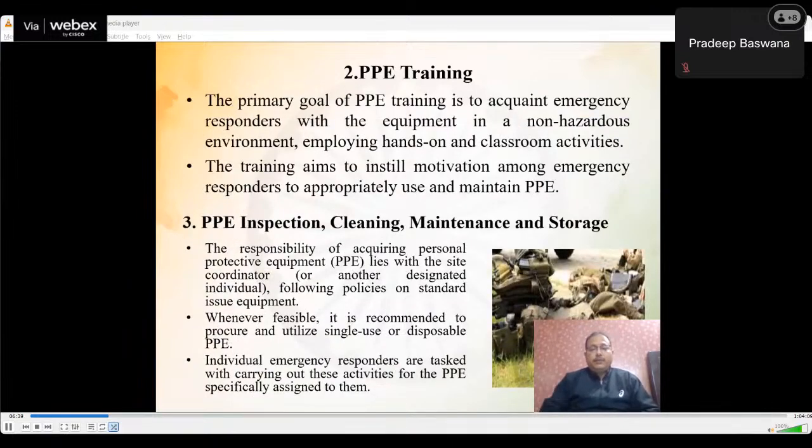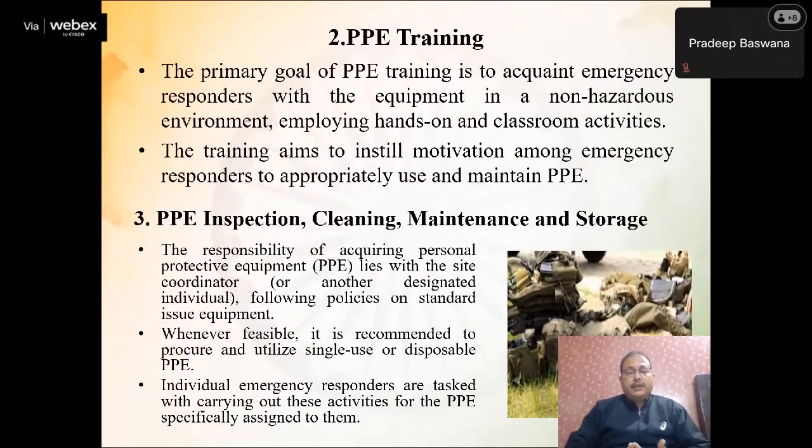Next is the PPE training, which is one of the most important parts. The primary goal of PPE training is to acquaint emergency responders with the equipment in a non-hazardous environment, employing hands-on and classroom activities. Generally, what we do as trainers for the disasters, we generally quote for this particular part. We want that whosoever is wearing this PPE should be properly equipped and trained. Why? Because if he is not able to understand the equipment and the hazardous environment, it will be very tough to respond in case of actual emergency or exigencies.